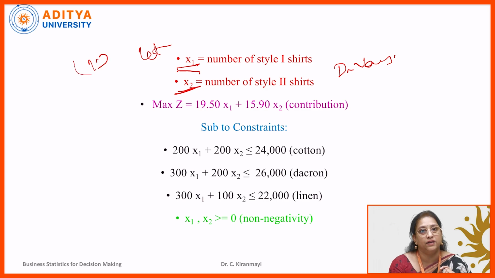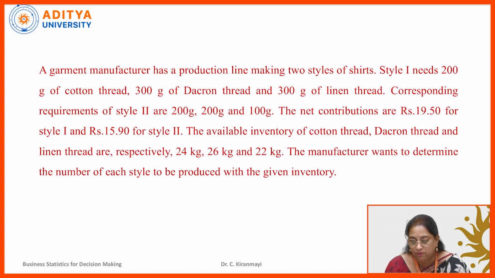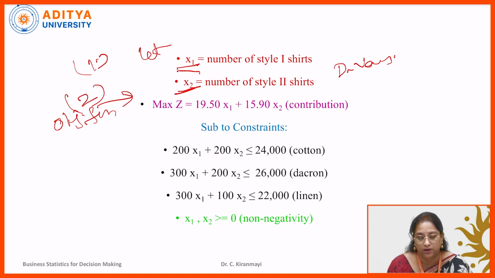Step 1 is identifying the decision variables, step 2 is formulating the objective function. In this problem we are given that the contribution upon a style 1 shirt is 19.50, the contribution of a style 2 shirt is 15.90, and we have assumed that the firm is producing x1 and x2 numbers of both types of shirts respectively. Therefore, the contribution of a style 1 shirt is 19.50 and it is producing x1 units of style 1. Therefore, the total contribution upon style 1 shirts is going to be 19.50 into x1.